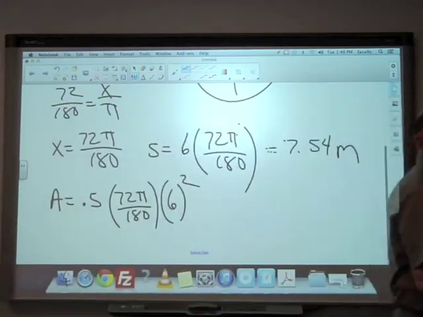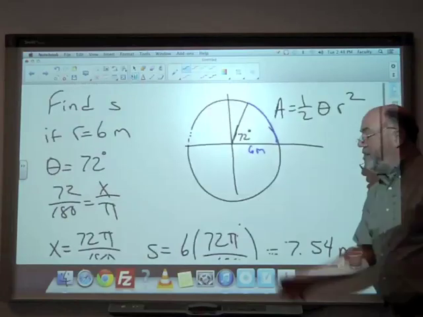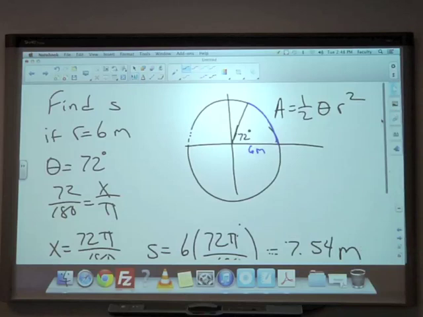Can you go back up to the formula? 1/2 theta r squared. Are you squaring it because of the diameter? No, that's the formula. Oh, I didn't see that.